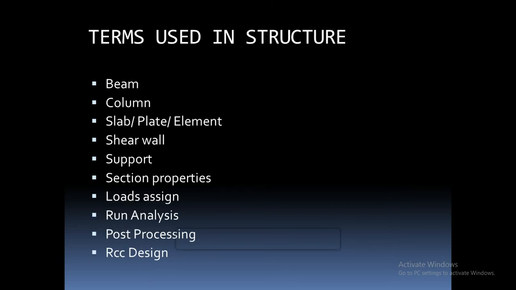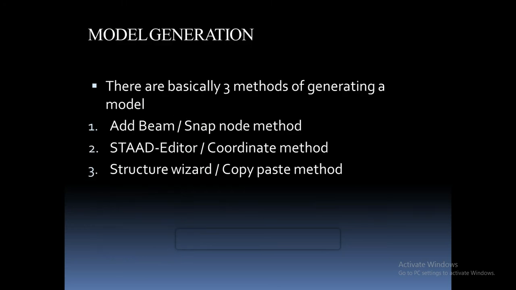These are the terms used in the structure in STAAD.Pro software. The first one is beam, column, slab or plate or element, shear wall, support, section properties, loads assigned, run analysis, post processing and RCC design. Model generation.